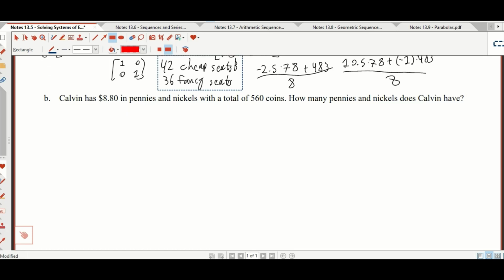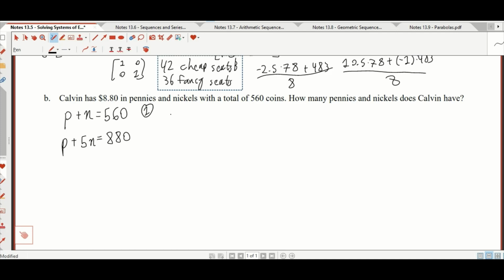Calvin has $8.80 in pennies and nickels and a total of 560 coins. How many pennies and nickels does Calvin have? Well, we know that the number of pennies plus the number of nickels that Calvin has is 560. That's how many he has. But we know that the number of pennies times 1, because each penny is worth 1 cent, plus 5 times the number of nickels is equal to, well, the amount in pennies, so 880. That is 880 pennies for $8.80.